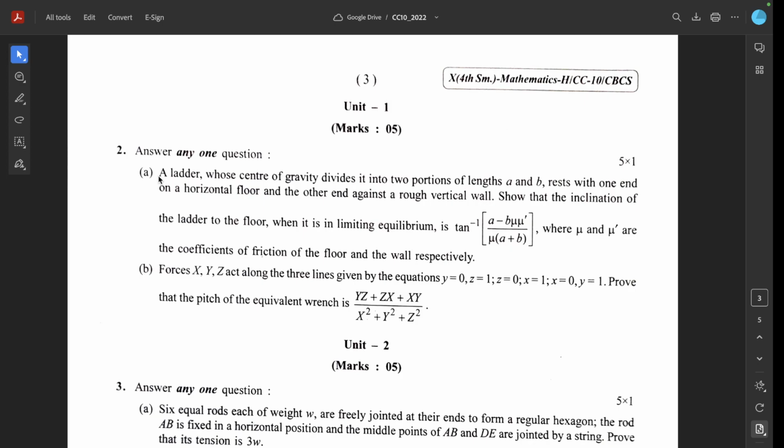Question 2a. A ladder whose center of gravity divides it into two portions of lengths a and b rests with one end on a horizontal floor and the other end against a rough vertical wall, so that the inclination of the ladder to the floor when it is in limiting equilibrium is tan inverse of this, where mu and mu dash are the coefficients of friction of the floor and the wall respectively.